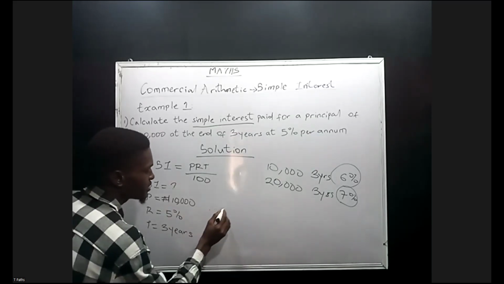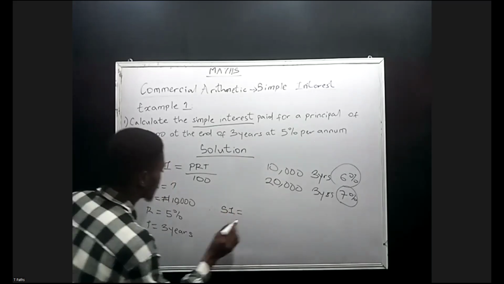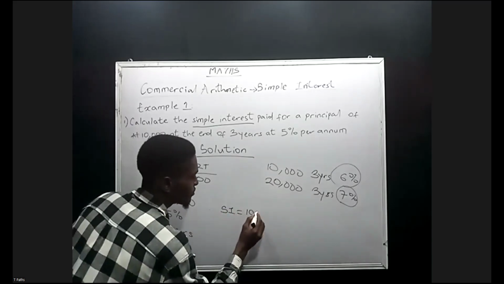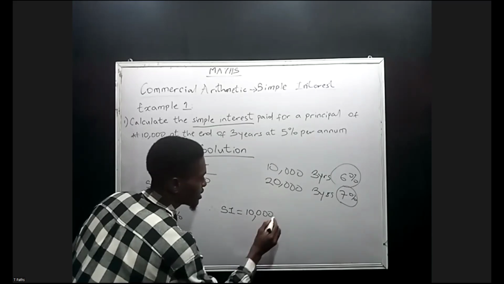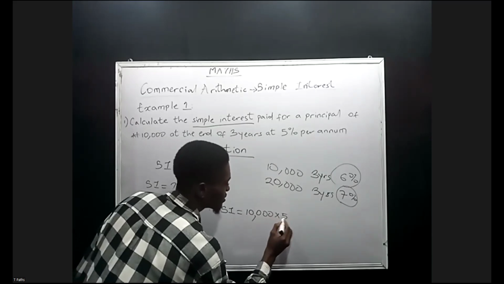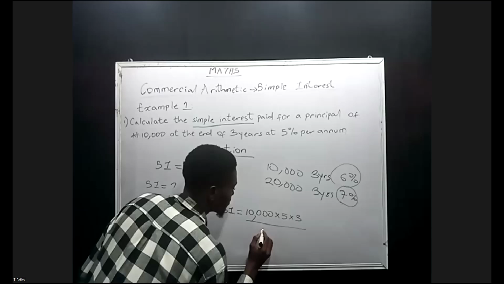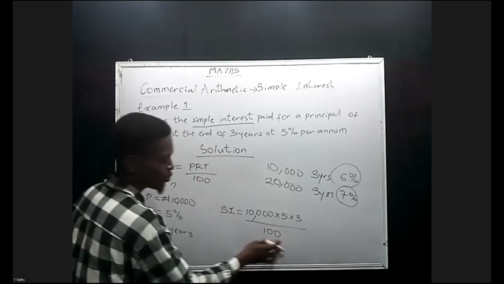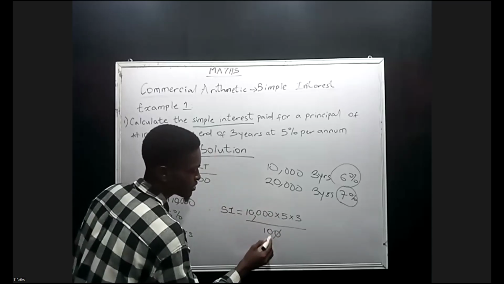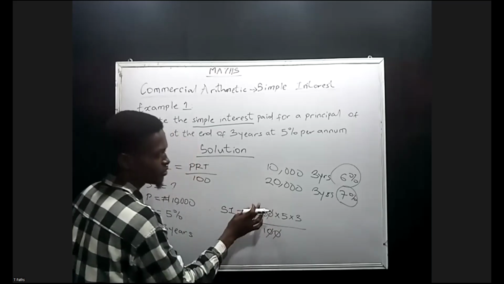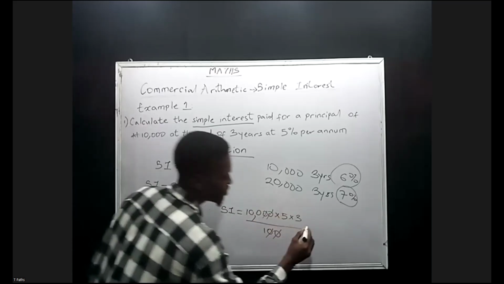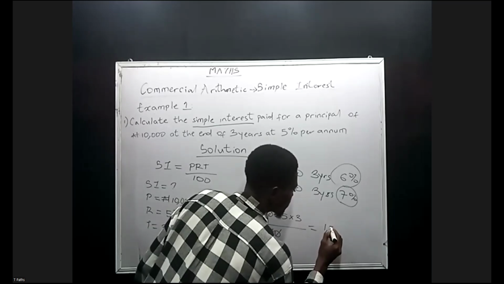So therefore, we'll be having simple interest equals to our principal, which is 10,000, times our rate, which is 5%, times our time, which is 3 years, all divided by 100. We have double zero here, we have double zero here. We can cancel it out. So you'll be left with 100 times 5 times 3, which will be equals to 1,500.